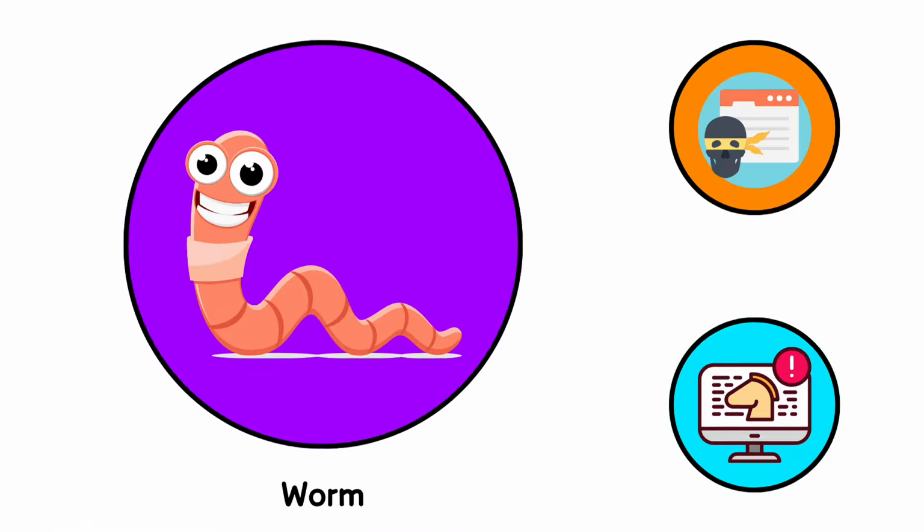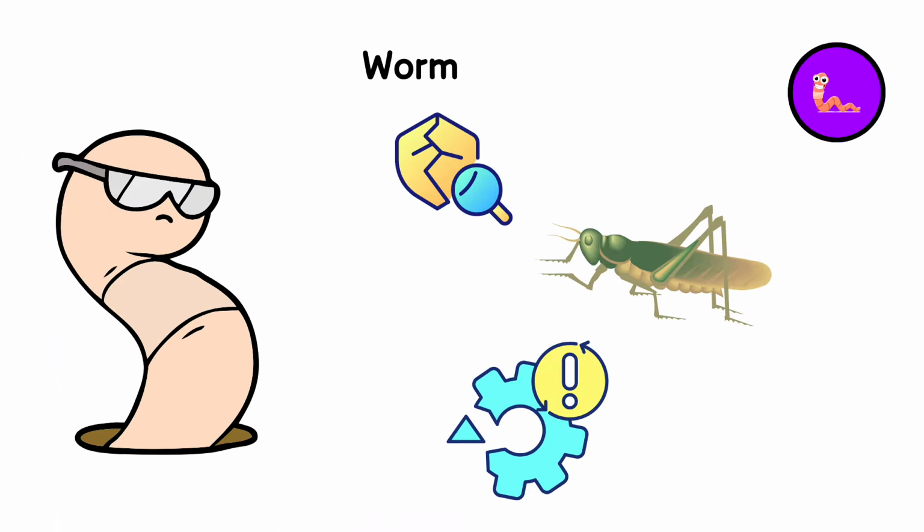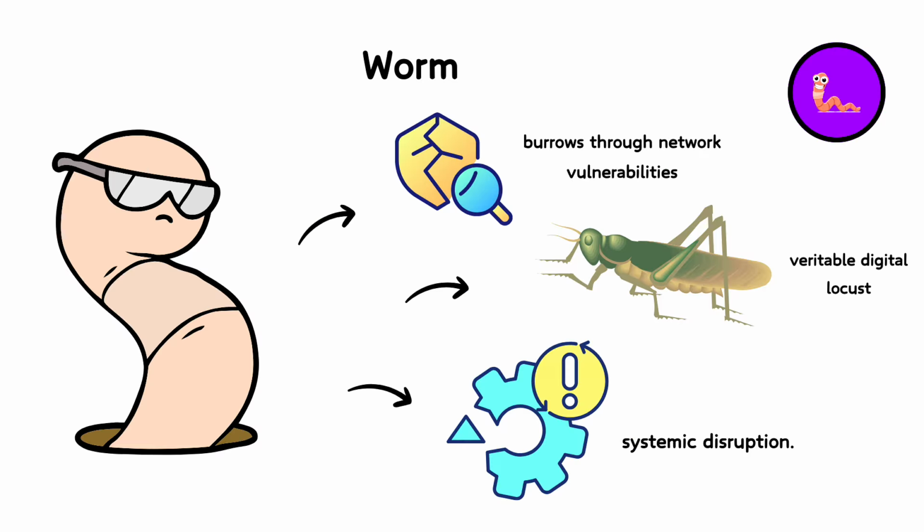Worm. A worm is a relentless self-replicating entity that burrows through network vulnerabilities, consuming bandwidth and inflicting damage. It doesn't need a host to spread, multiplying across the landscape with a voracious appetite, a veritable digital locust causing systemic disruption.